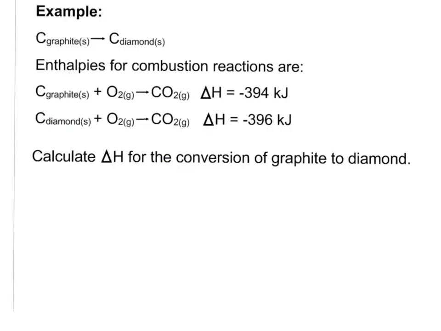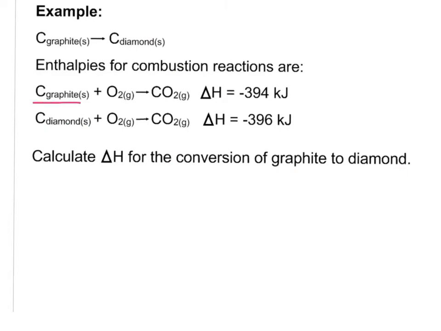Now let's look at a simple example of how we can use Hess's law. Two forms of carbon would be graphite and diamond. You know, graphite is the soft material used in your pencil, and everybody knows what diamond is. And let's say that we are given the enthalpies for the combustion reactions of graphite and diamond. And these are the change in enthalpy values for each of those reactions. Now let's say, though, we would like to calculate the change in enthalpy for the conversion of graphite to diamond.